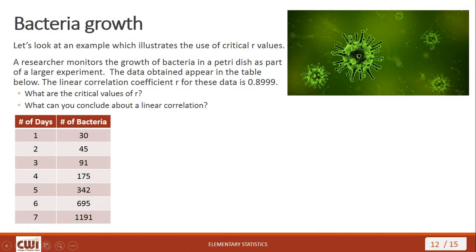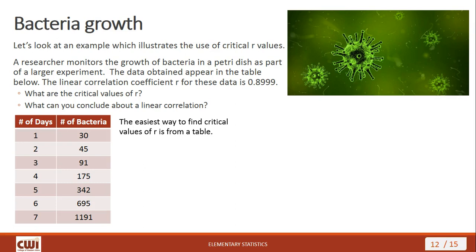Let's look at an example to illustrate this concept of critical R values. Suppose we have a researcher that's monitoring the growth of bacteria in a Petri dish, and the data this researcher obtains we have listed in the table. Each day the researcher counts the number of bacteria in the Petri dish. On day 1 we have 30 bacteria, and on day 2 we have 45, and so on. We have a linear correlation coefficient R for these data, and that value is 0.8999. The questions we're asked are, what are the critical values of R, and what can you conclude about a linear correlation?